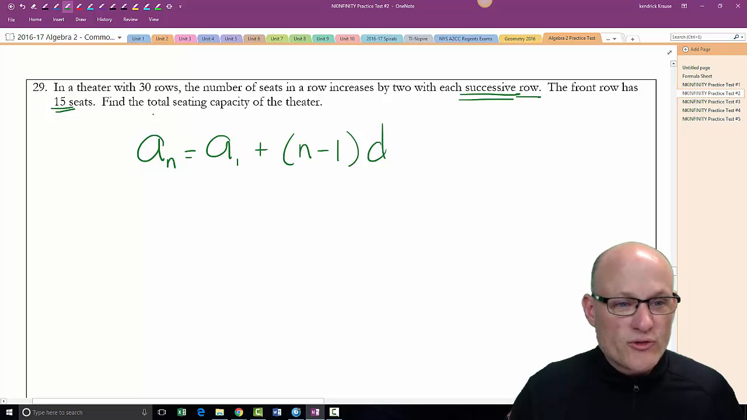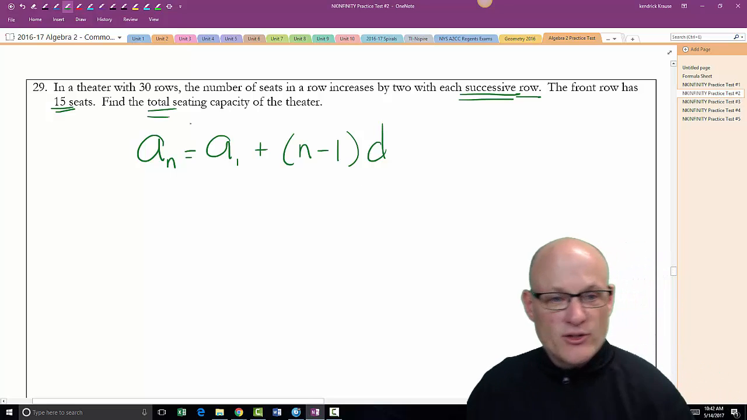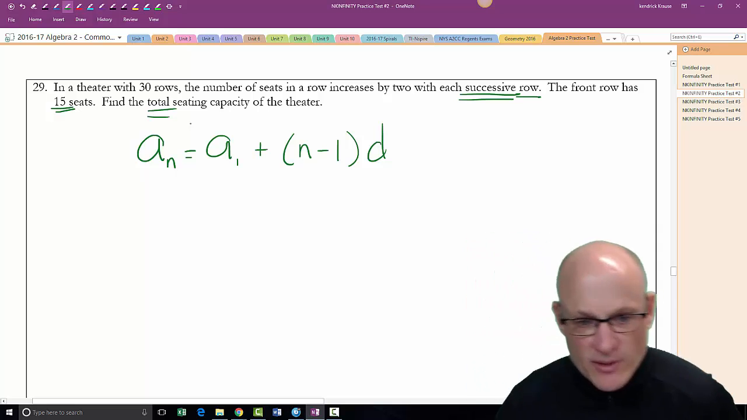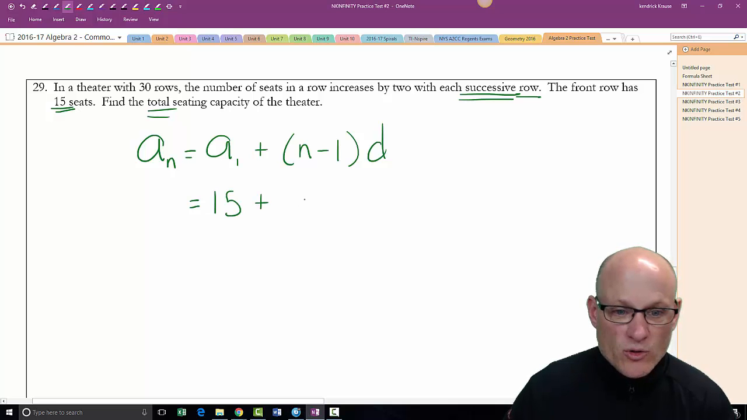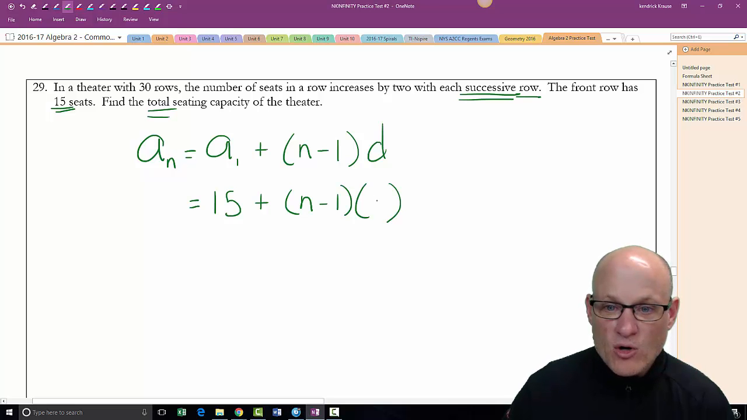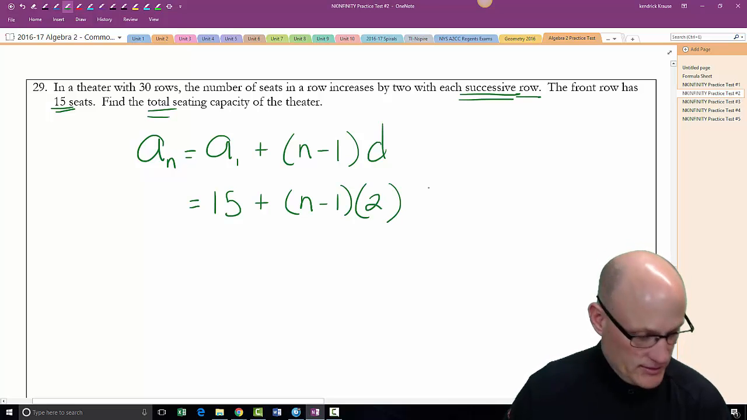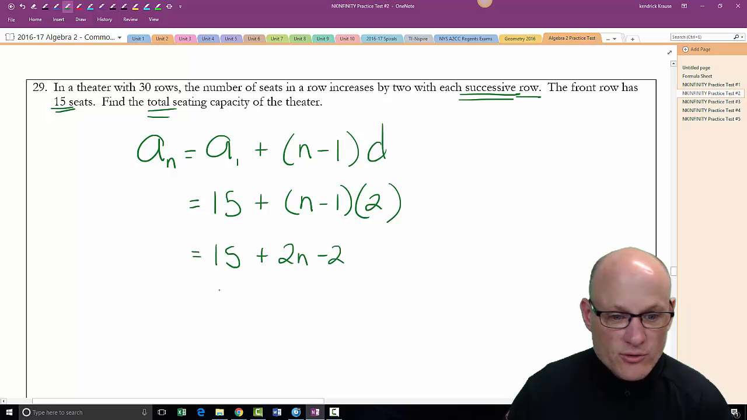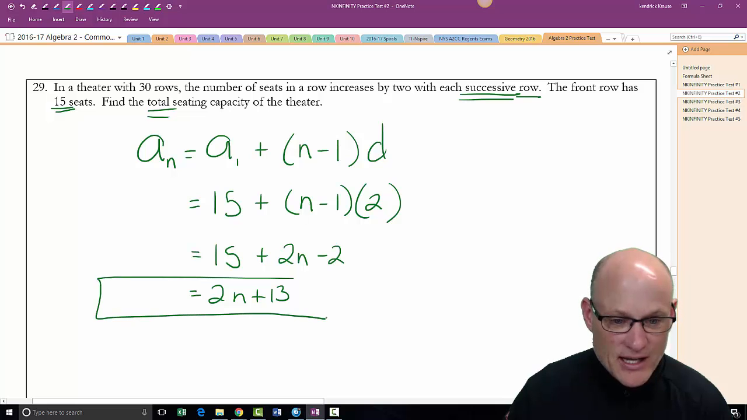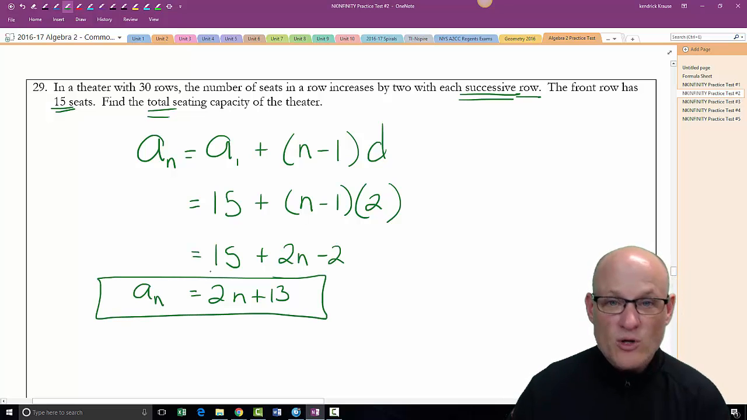Now what's the question? Find the total seating capacity. Well, the first thing I've got to do is use this incredibly simple formula to find my arithmetic sequence. It's going to start with 15, we're doing n minus 1, and every row has 2 more seats in it. So I can clean this up: 15 plus 2n minus 2, or 2n plus 13. But I'm not done yet. That's just my arithmetic sequence formula.